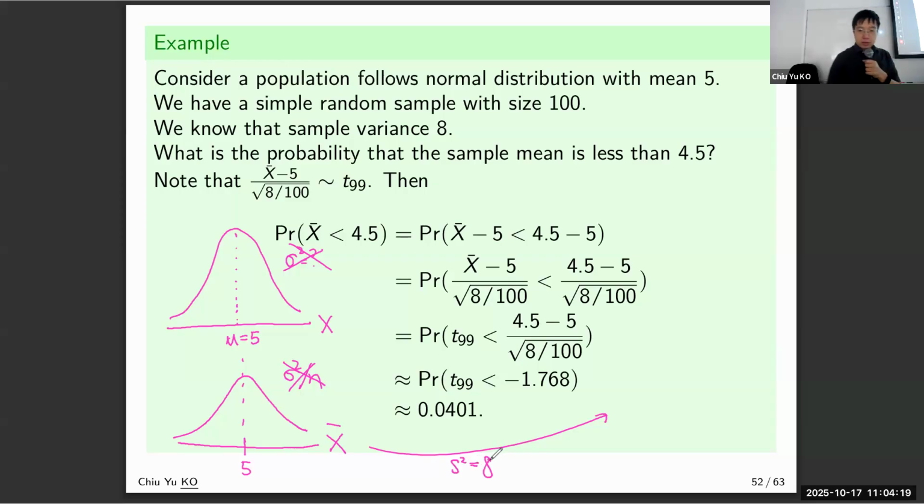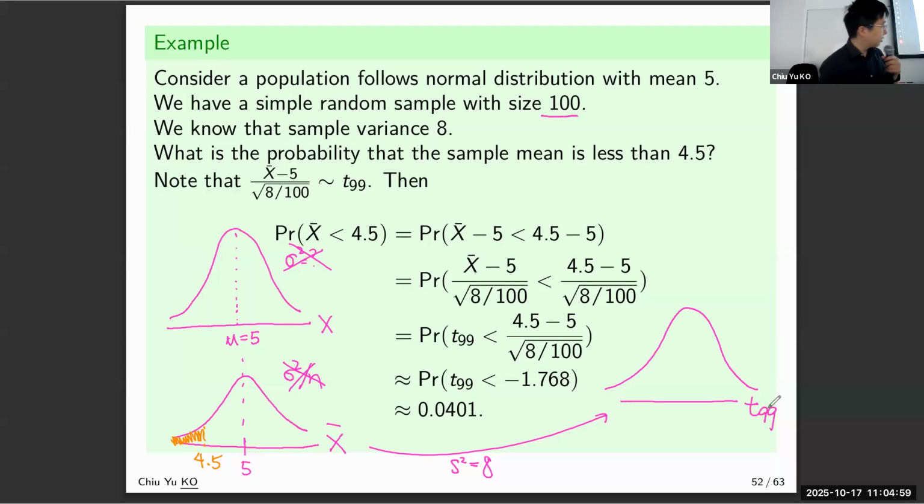So it means that the question is asking for less than 4.5. It's this guy. But we don't know sigma squared. How can we proceed? It turns out to be, let me use the purple color as well, a T distribution with 99 degrees of freedom, because the sample size is 100 and we take 1 from that.